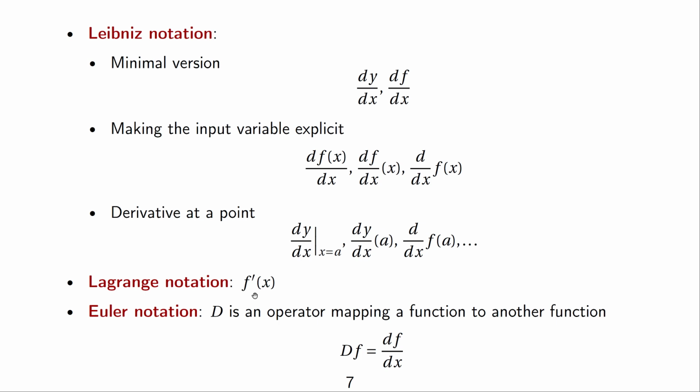The Lagrange notation, which we will not use a lot in these slides, is f prime of x, or f prime prime of x for the next derivative. So something that you probably also have seen a lot. The Euler notation uses this d. So d is an operator mapping a function to another function, which is the derivative. So you would write d of f equals df dx. And so that d operates on this function f and gives you another function that is the derivative.